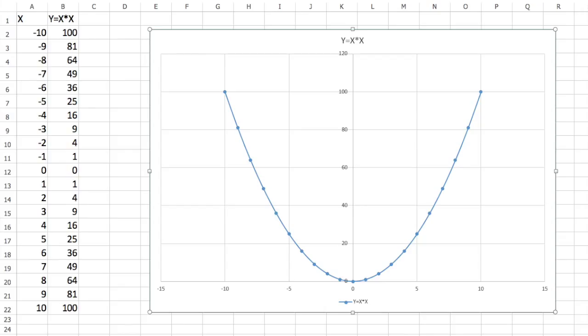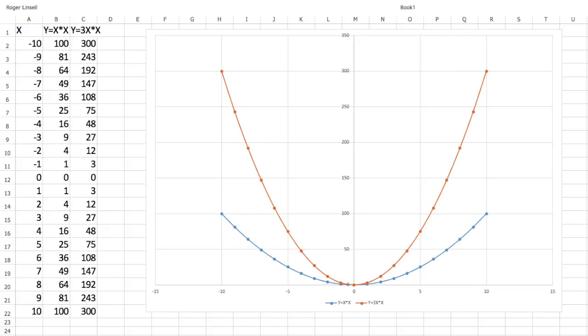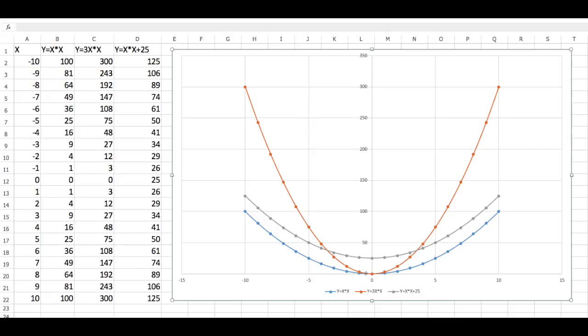This graph, y equals x squared, results in a parabolic curve. Y is always positive because squaring a negative number still results in a positive result. If we change the parameters so that y equals 3x squared, we get a sharper curve. And if we add or subtract a number to the equation, then it either lifts or, although I haven't shown it, lowers the curve.